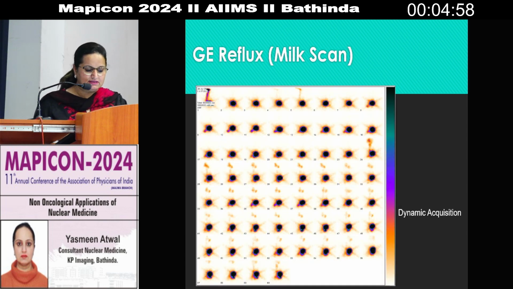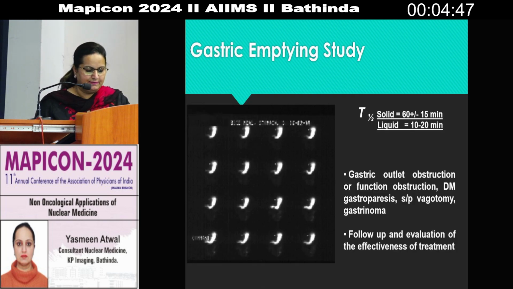Now GE reflux study, especially done in pediatric patients, non-invasive procedures. And in 24th frame, we see the reflux, a spike going up till the mouth. This is the grade 3 reflux that we see. Now we do the gastric emptying studies, we quantify it.